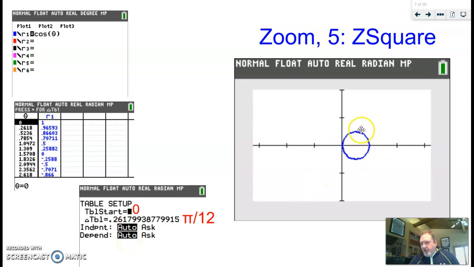What you see is we get a circle, and that's basically what I want you to see from this, is that we get a circle here when we do cosine of theta. If we were to do sine of theta, we'd also get a circle. We'll show the side by side in a minute.